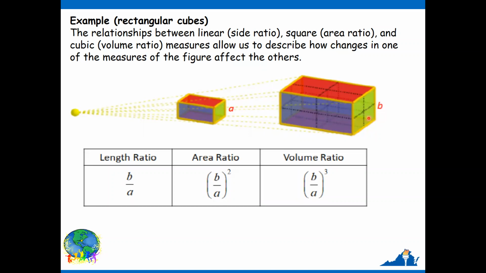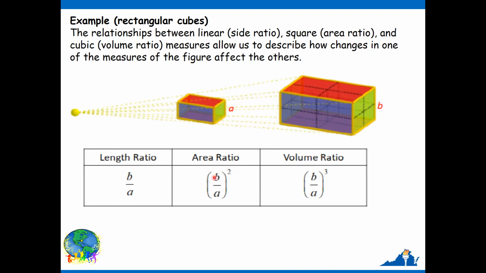which is B. So I'm simply saying now, if the length ratio is B over A, to get the area ratio, you simply square the length ratio. To get the volume ratio, you simply cube the length ratio. This is the relationship between the side ratio, area ratio, and volume ratio. So that if you are given the volume ratio, you can actually calculate the length ratio by finding the cube root of the volume ratio.